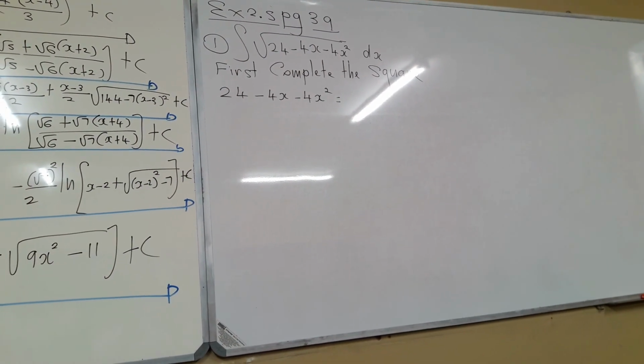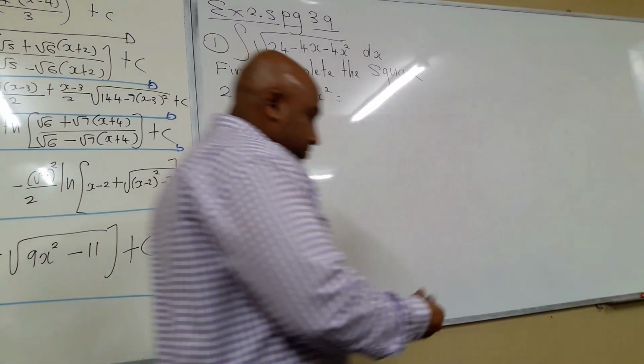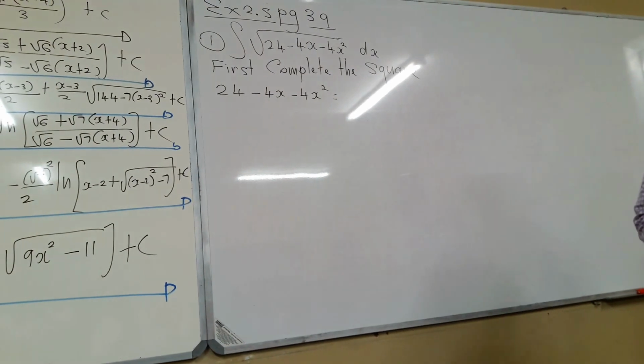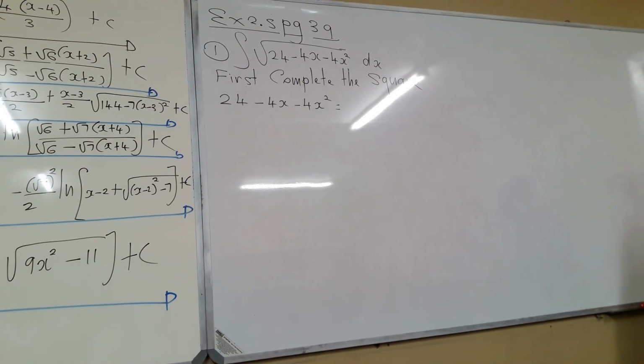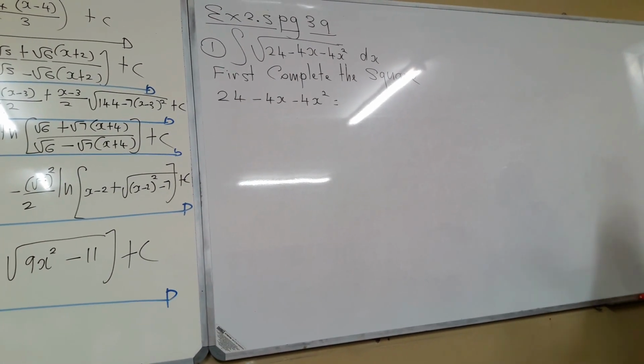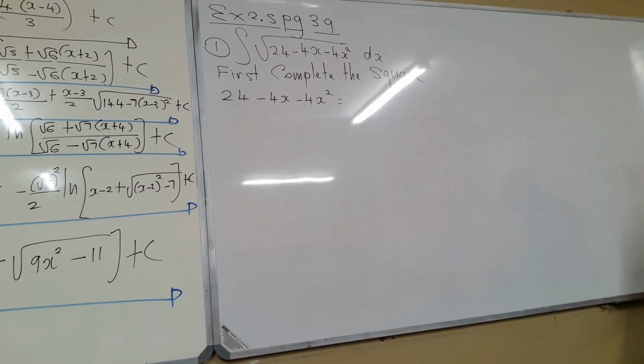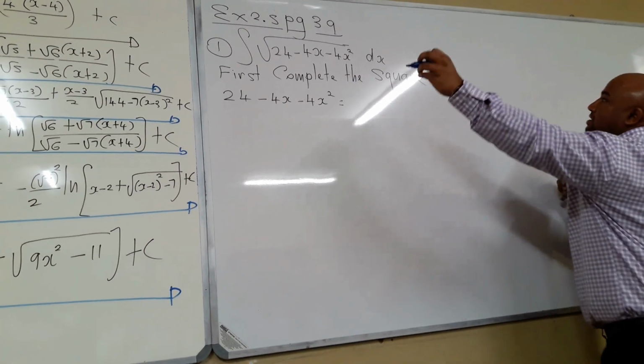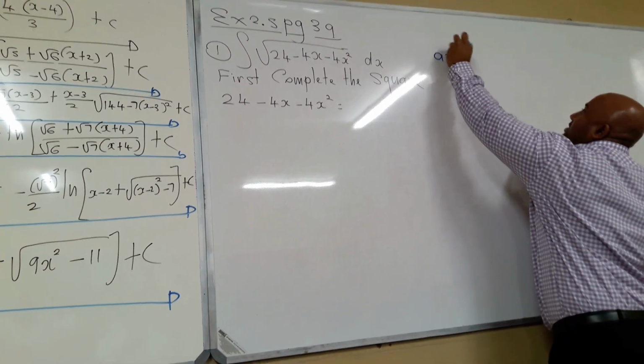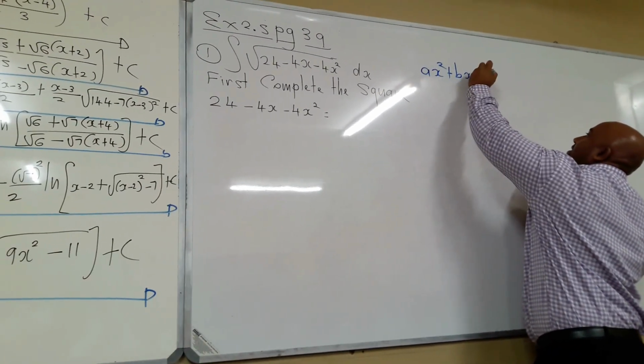So now here's completing the square. Right, so completing the square again, that's the only part which you need to master here. The rest is just copying down. So completing the square, so we got ax squared plus bx plus c.